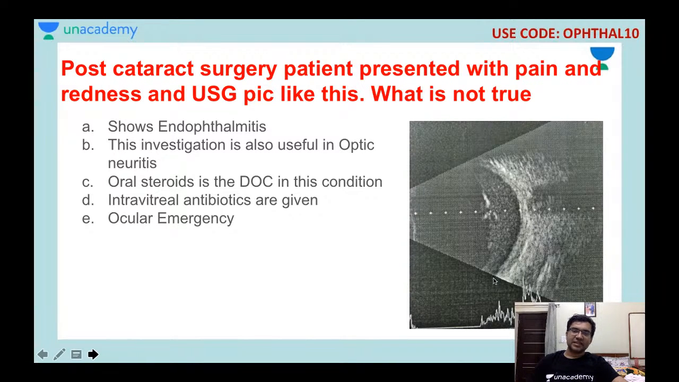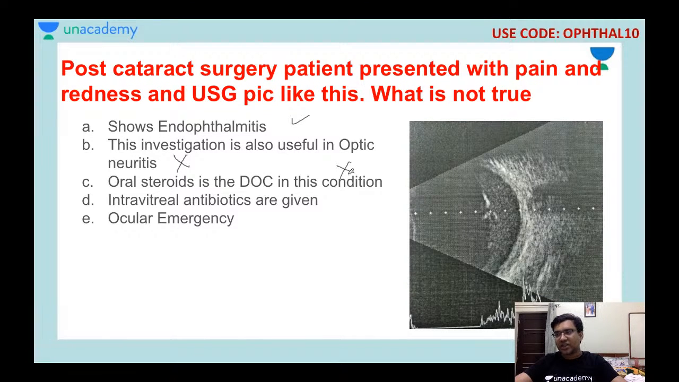So you can see the various mild to moderate amplitude spikes after post cataract surgery. So this patient is definitely suffering from endophthalmitis. Option A is correct. Now for optic neuritis, you do not need a USG for this case. You basically do a direct ophthalmoscopy. If the optic nerve is not visible, in that case you can go for an MRI to see optic nerve inflammation as well. So this investigation is not very useful for optic neuritis because you cannot see the optic nerve very clearly in this picture. Oral steroids are the drug of choice in this condition.